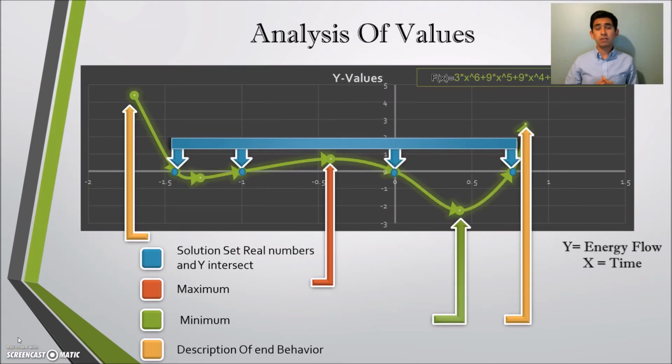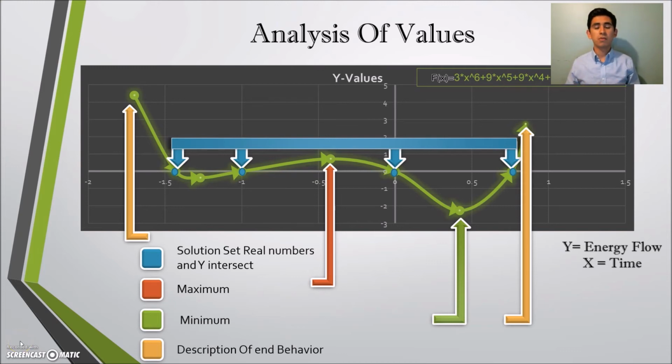To know that you successfully created a polynomial, you need to look for these behaviors in your graph. A solution set of real numbers: how many times has your graph crossed the x-axis? Those are real numbers. A maximum: what is the highest number that the graph shows? Your minimum: what is the lowest number that your graph shows? And a description of end behavior: does the graph go back to the starting point, or does it go higher at the end of the points?